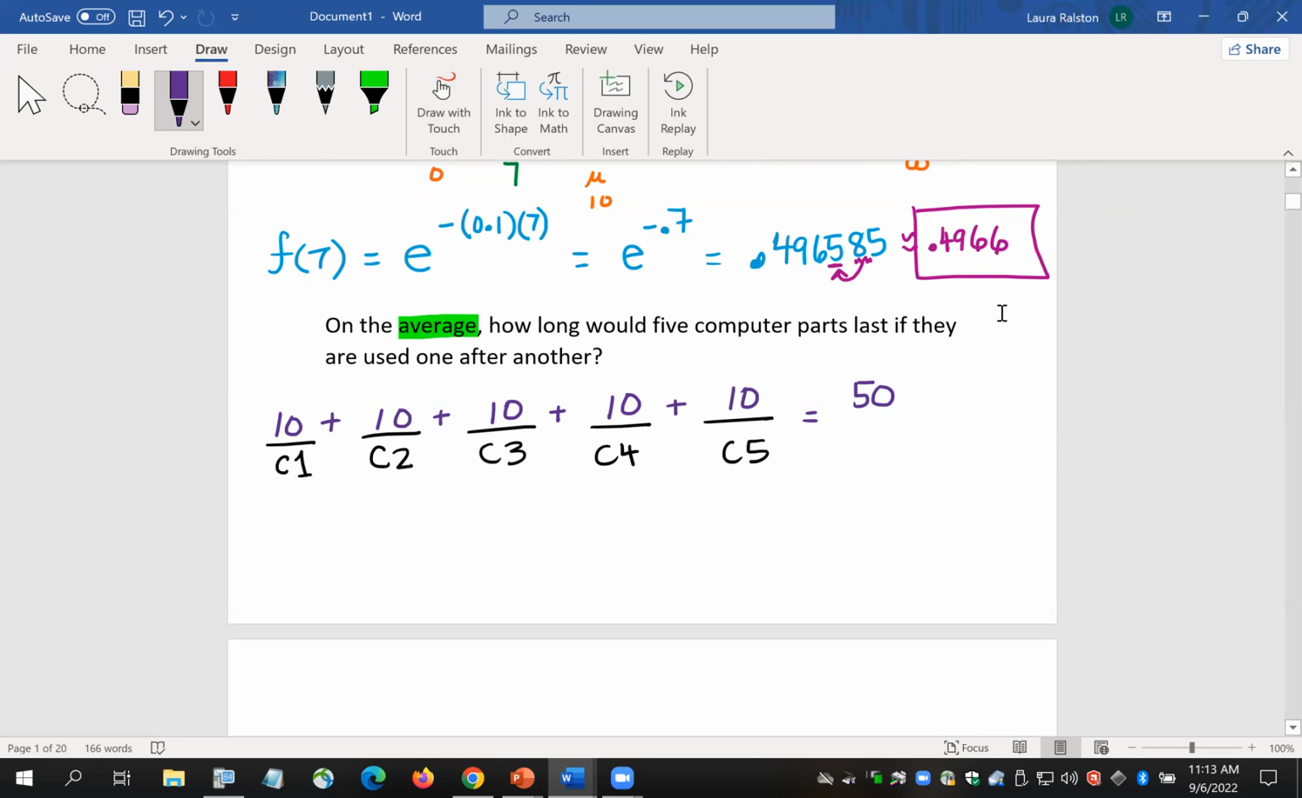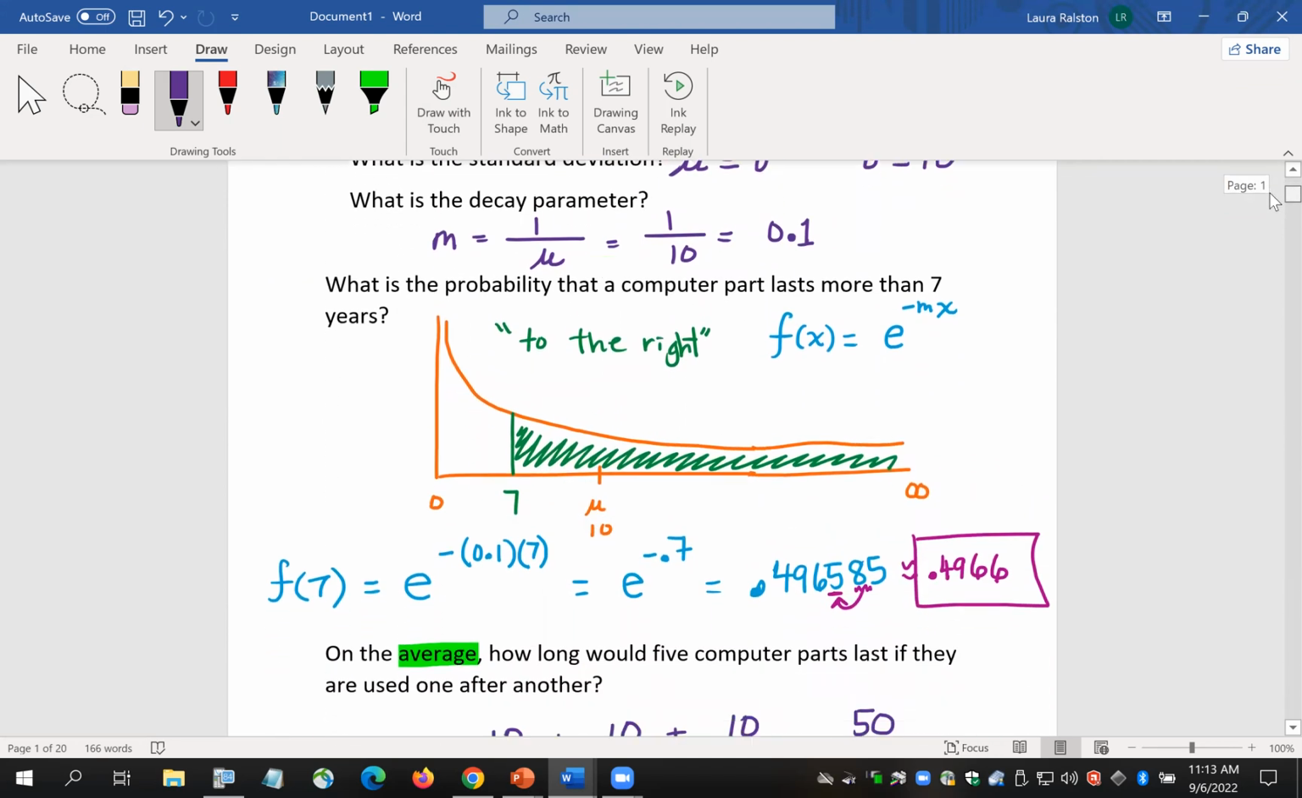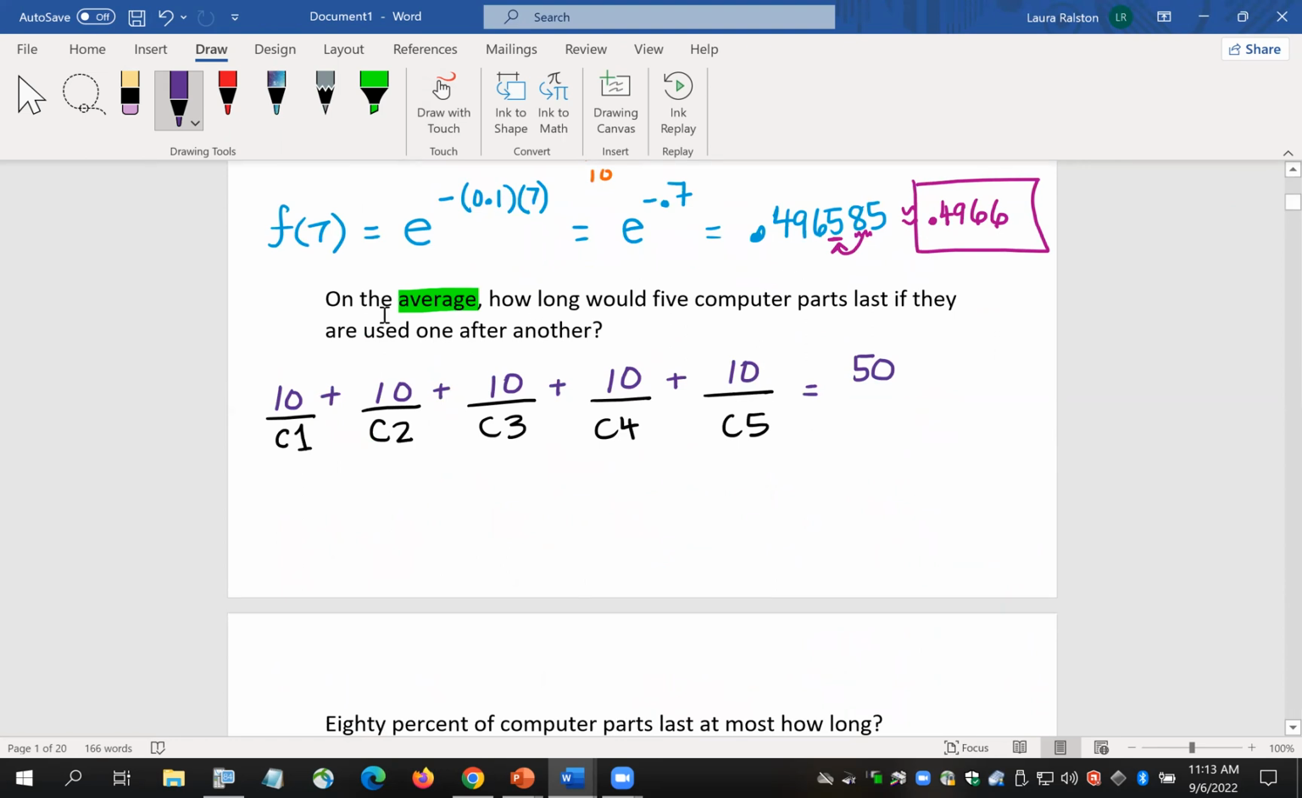Okay, the 10 is the average. That comes from the original problem, which says on average, a certain computer part lasts 10 years. The clue in the question to use that 10 is that it says on the average. So the average, or the mean, is 10. And so 10 plus itself 5 times gives me 50. So I would anticipate if I have 5 computer parts that they would last for a period of 50 years.